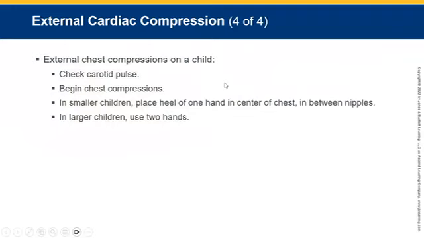Okay, compressions on a child is 1 hand. Okay, heel of the hand, center of the chest between the nipples. And we begin compressions at a rate of 100 to 120 compressions per minute, 3 to 4 centimeters deep, 30 compressions, and 2 ventilations.